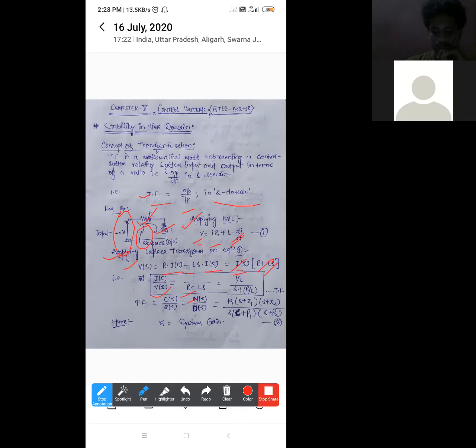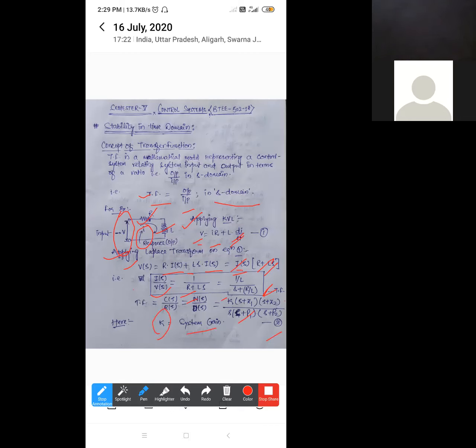More specifically, we can write this as equal to 1 upon L into (s plus R upon L). So this is the transfer function of the circuit consisting of R and L in series, right? So transfer function basically represents a numerator to the denominator, right? We can write it in terms of K (s plus z1)(s plus z2) upon s (s plus p1)(s plus p2), sorry. So here K is nothing but the system gain.